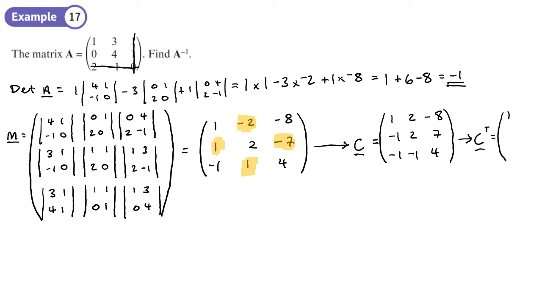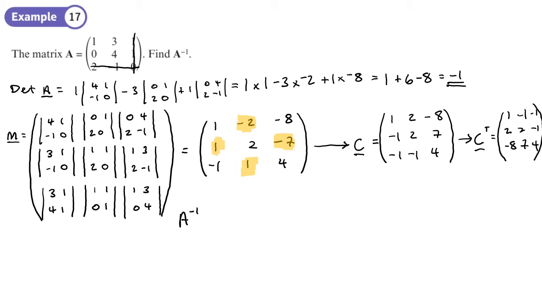So 1, 2, negative 8. It's probably easier to do this like this. Second row becomes the second column. So negative 1, 2, 7. And the bottom row becomes the last column. Negative 1, negative 1, 4. Okay, so just about had enough space. That's the transpose. And then the inverse, we're almost done now.